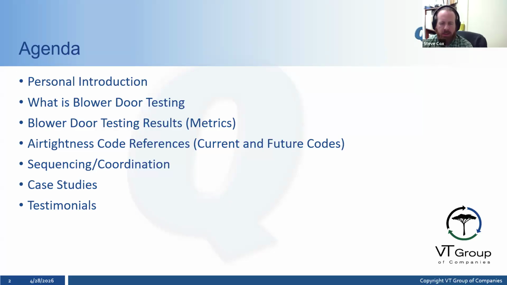Talk about blower door testing results, specifically metrics. We know about ACH, for example, in the Passive House community. There are other ones, so we're going to talk about that, and how they get calculated as well. Going to talk about the airtightness code references. So that's in the current 2023 National Building Code Alberta edition, as well as the proposed 2025 National Building Code. It should be adopted in Alberta in 2027 if everything runs on schedule.